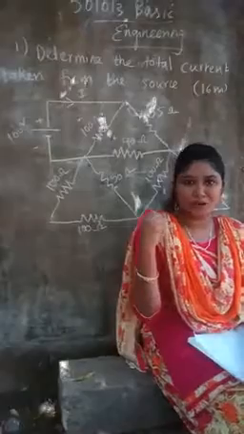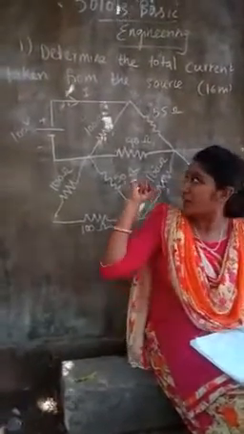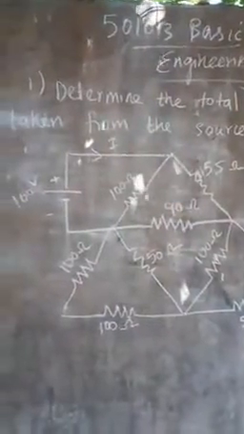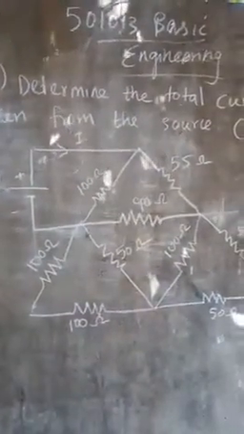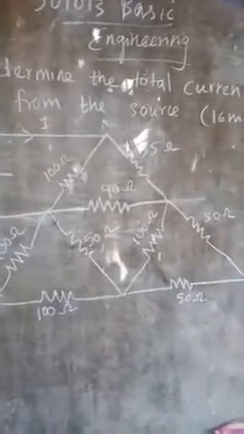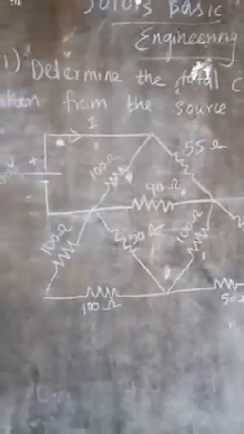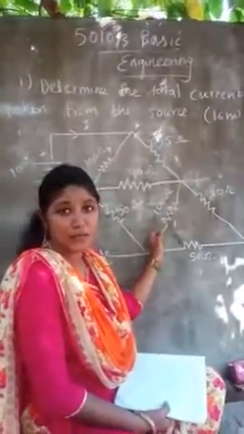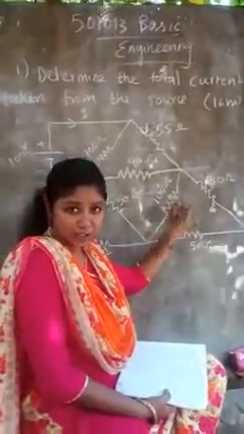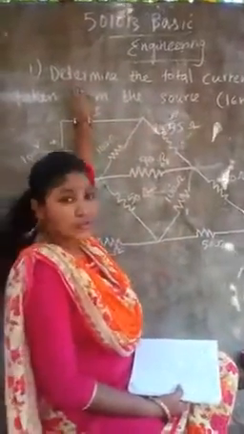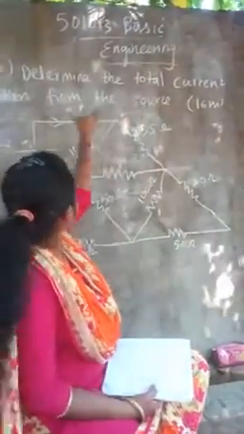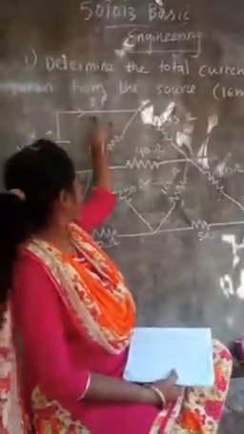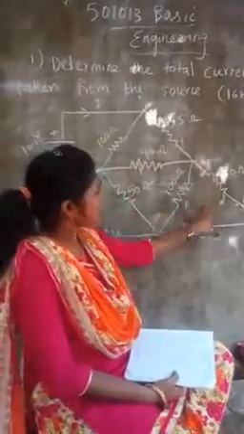Now we can see one of the problems. So pause the video and write the problem in your note. This is one of the 16 mark problems, an important problem, and I will give you an assignment related to it. What is the question given? Determine the total current taken from the source. So we have to find the current. Now we have to simplify this circuit first.